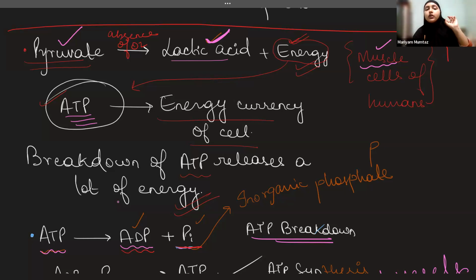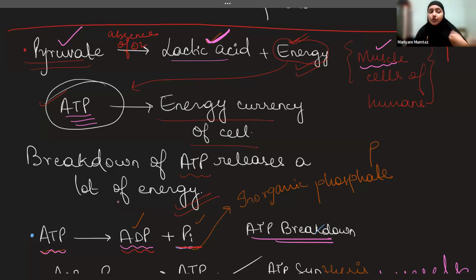When we do a lot of exercise, when we run a lot, jump a lot, an anaerobic condition is created. Why? Because you might have felt that whenever we run or do any sort of exercise, we run out of air. We start breathing heavily. Have you felt that? Yeah. So why does that happen?